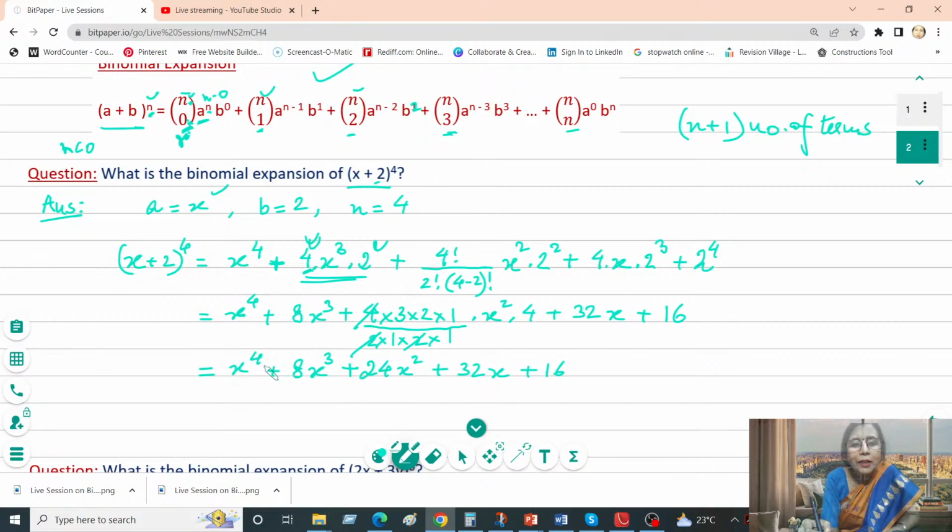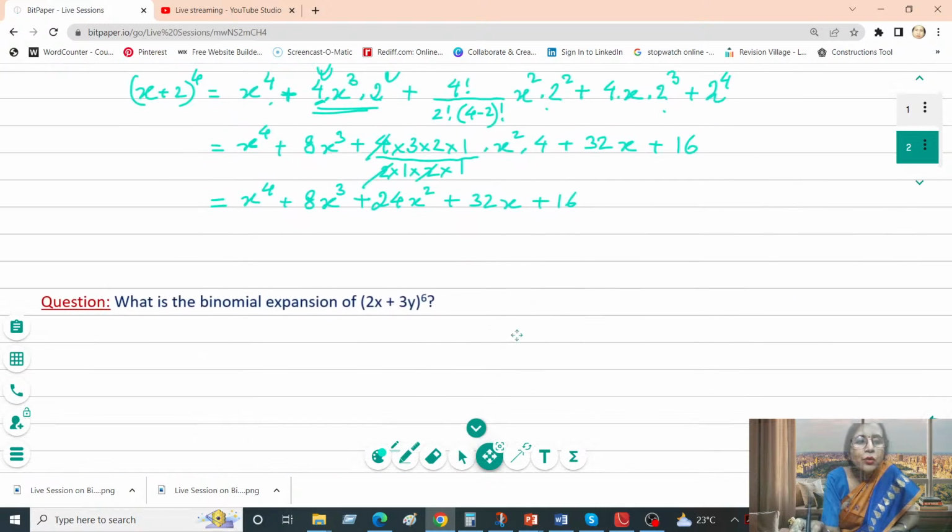Okay. And the power of x goes on decreasing: 4, 3, 2, 1 and finally 0. The b, since it is a number, is not visible. But it is also there, because when we had started, it was 2 to the power of 0 for the first term, then 2 to the power of 1, 2 to the power of 2, 3 and finally 4. Okay. Coming to the next question.